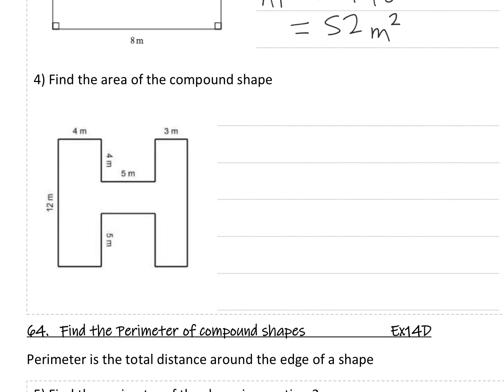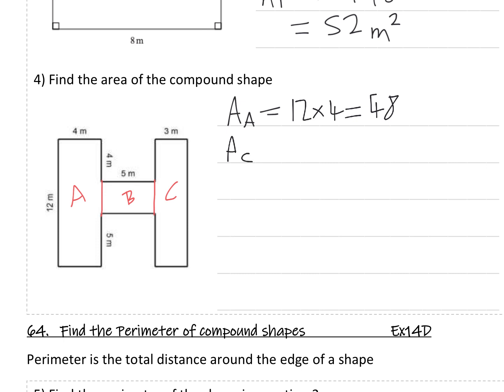Example 4. Again, we need to divide this into shapes we know how to find the area of, which at this stage is only rectangles. So I'm going to divide it with two vertical lines. We've got shape A here, shape B, and shape C. So let's work out the area of shape A. Shape A is 4 by 12, or 12 by 4. So 12 times 4 equals 48.